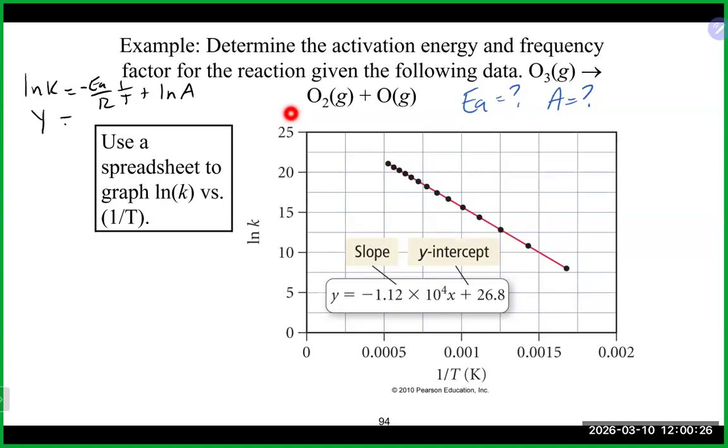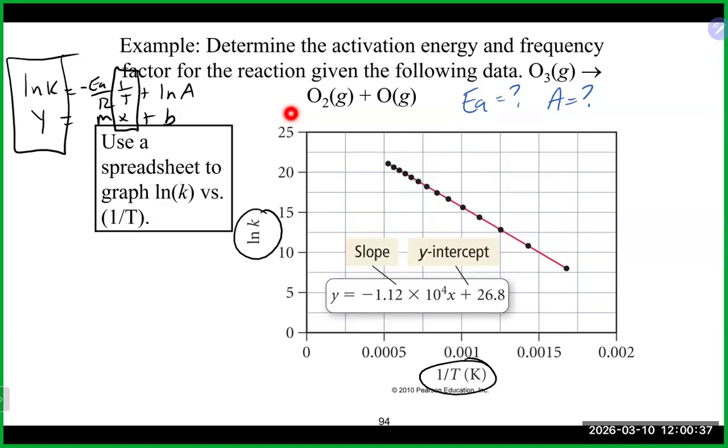And again, that is our y equals mx plus b. On the y, that is why we're graphing the natural log of k. On the x, that is why we're doing 1 over the temperature. And the slope of this line will equal minus E of A over R. So the slope is equal to minus E of A over R.